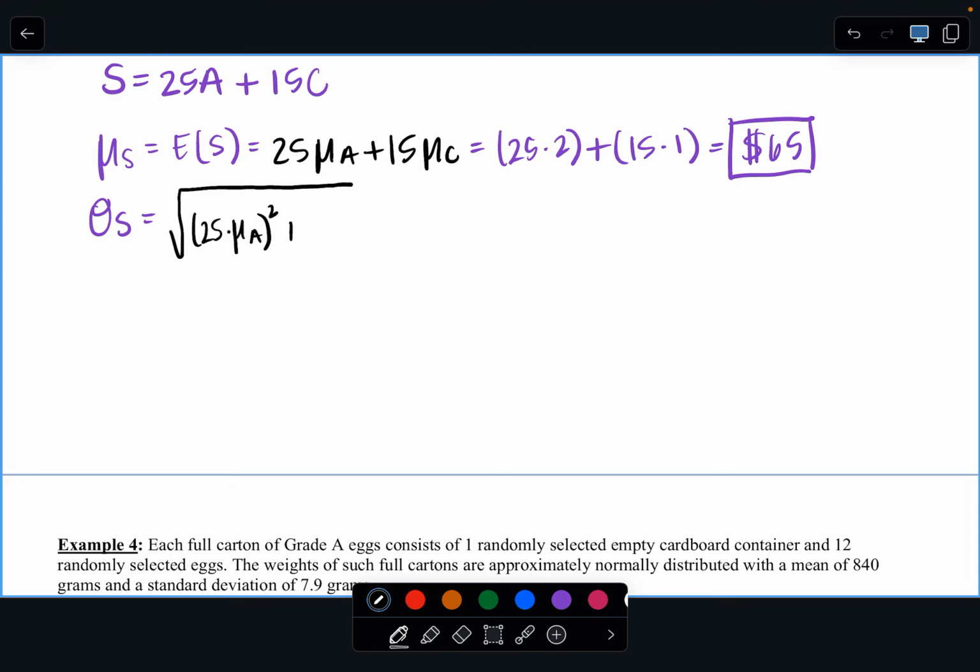A lot of people also prefer to see it as I'm taking 25 and I'm squaring it, or 15, wrong number, 15, and I'm squaring it, and I'm taking sigma C squared. It doesn't matter which way you think of it. The only thing that is important is that you know that that scalar is also getting squared.